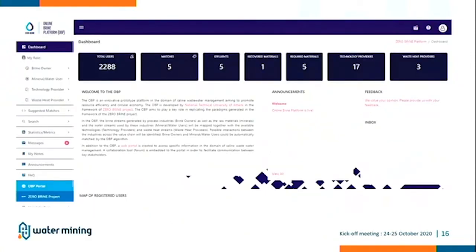We plan to build on and extend what is called the online brine platform, which was developed in a project called Zero Brine. Quite a lot of you have worked in Zero Brine. Well, we all know that Zero Brine was a lighthouse project, a success story for the Commission. And you can see on the screen the dashboard of the online brine platform as it stands now. But of course, we plan to extend it, include more industrial sectors, more materials, new functionality.